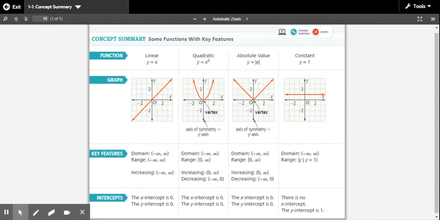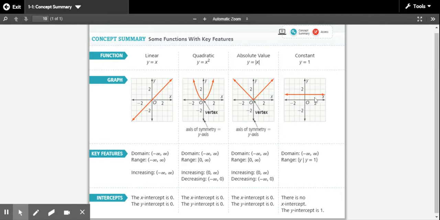Y equals absolute value of x. Similar in a lot of ways to the y equals x squared. Domain, all real numbers. Range, 0 and up. It's increasing for the second half. It's decreasing for the first half. And the intercepts are both 0 because it goes through the origin.